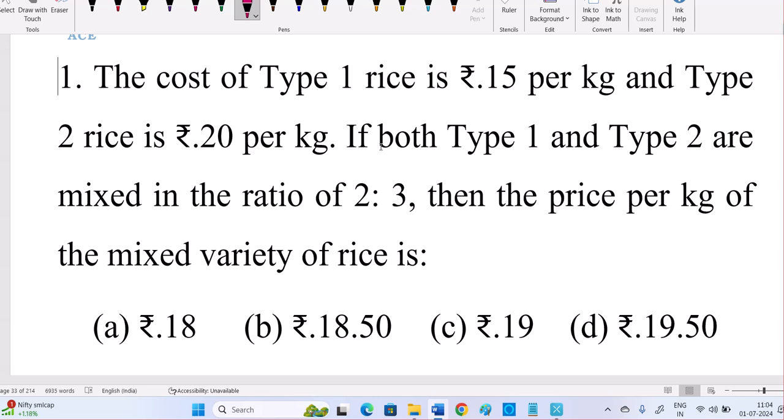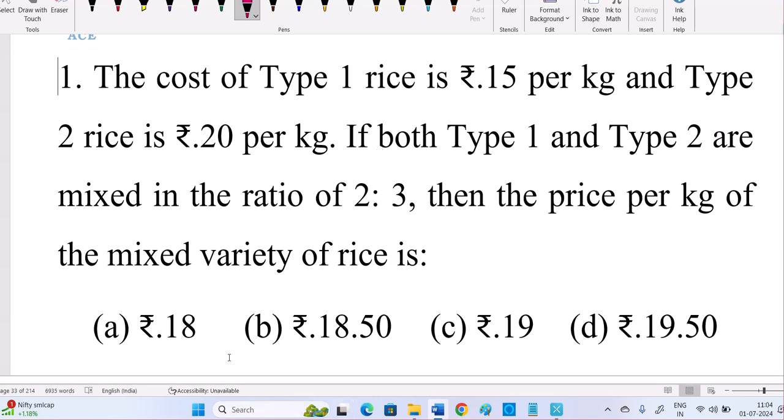They said you are mixing in the ratio 2:3. What that indicates is, if I take 20 kg from the first variety, I should take 30 kg from the second variety. If I take 2 kg from the first variety, then I should take 3 kg from the second variety, and you mix it. Then finally a new variety of rice comes, a mix of those two. What is the price of that new mixed variety? That is the question.